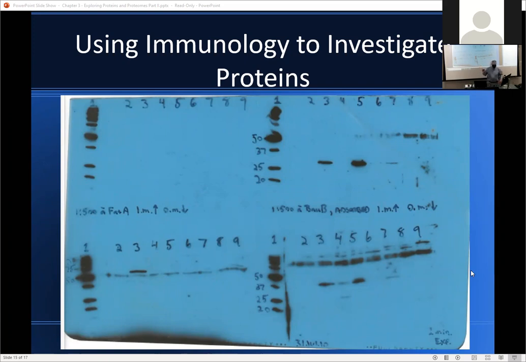Okay, so it would actually cause the band to glow a little bit. And what we would do is we would take a piece of photographic film and put it against our nitrocellulose membrane, and then the film would be exposed. And that's actually what you're looking at. This is a piece of photographic film.